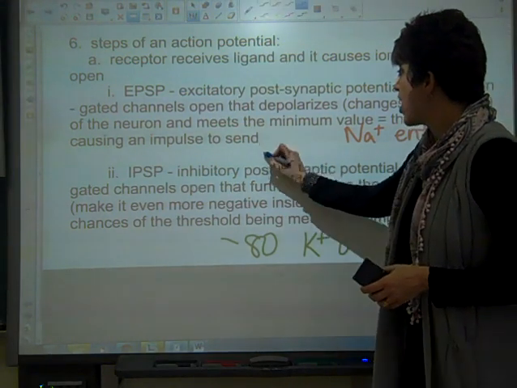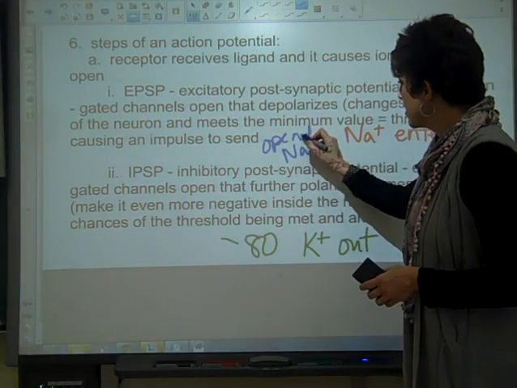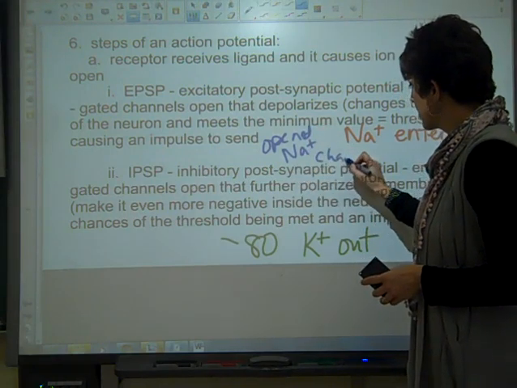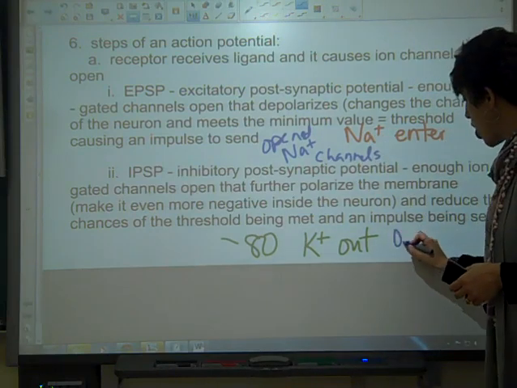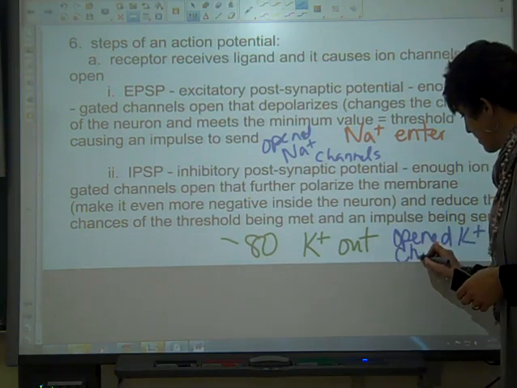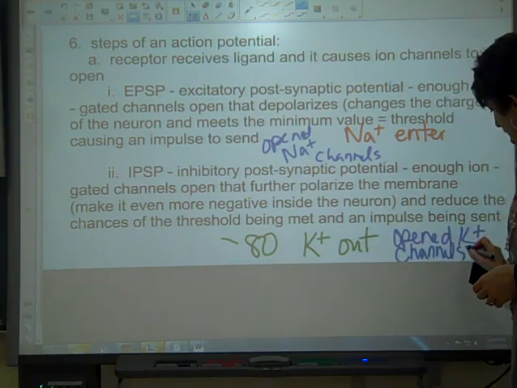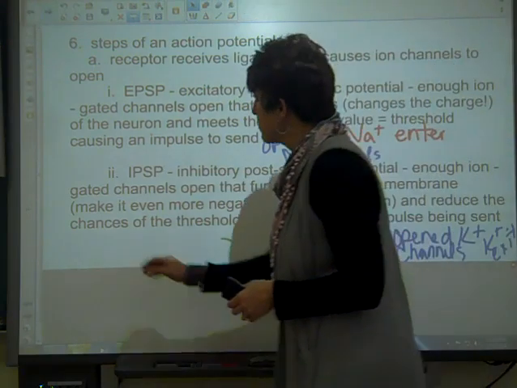So this one opened the Na+ channels, causing sodium to enter. This one opened the K+ channels, causing K+ to exit, go out of the neuron.